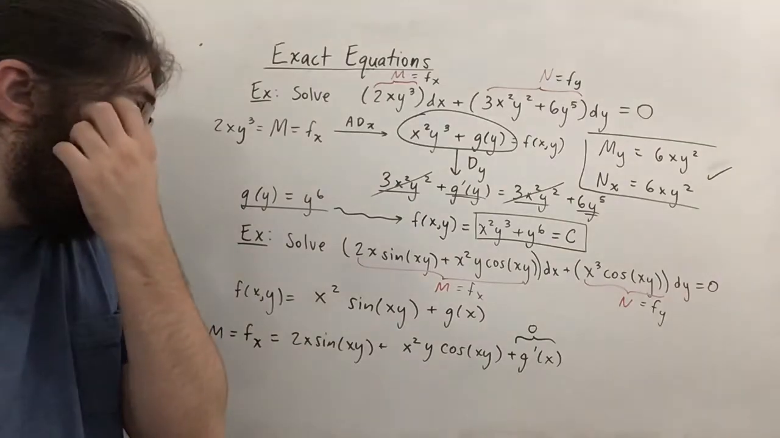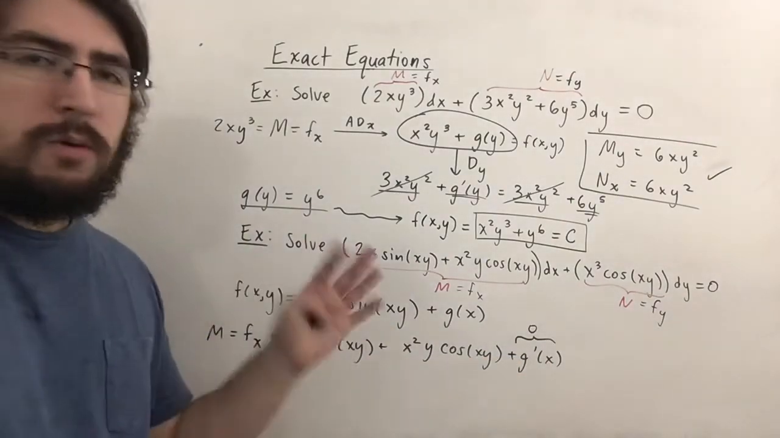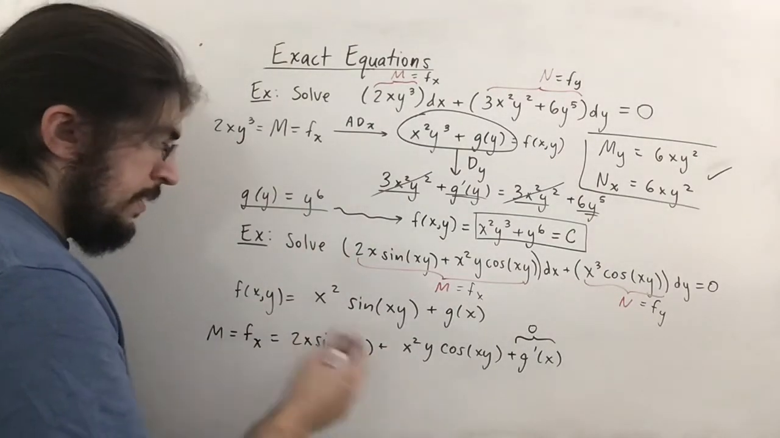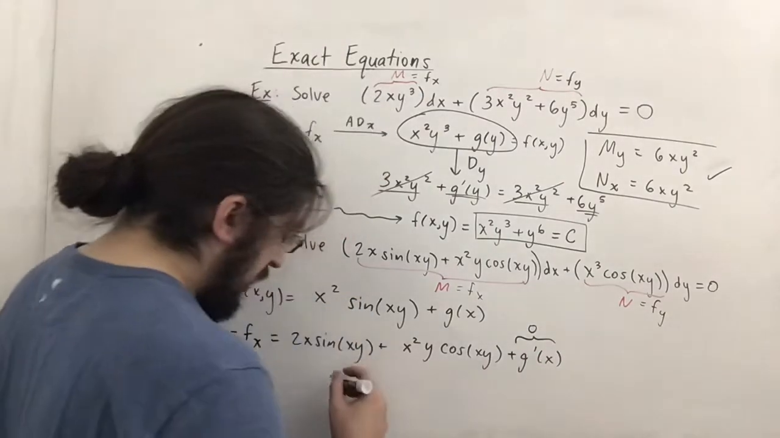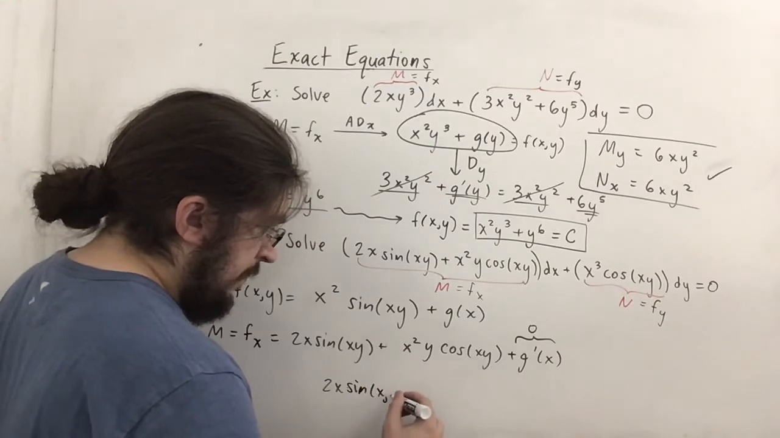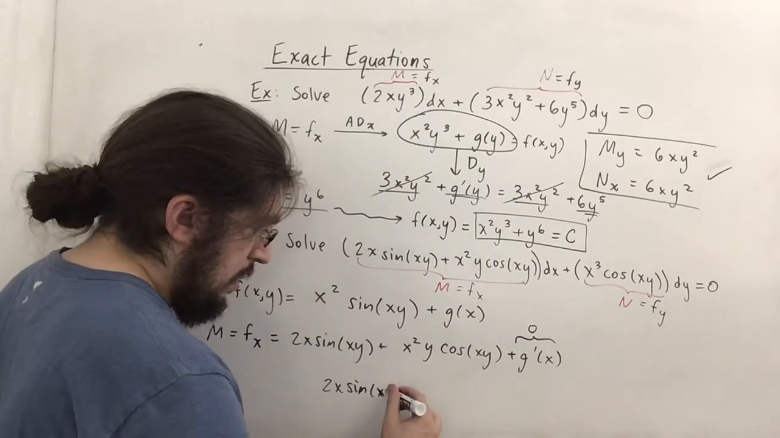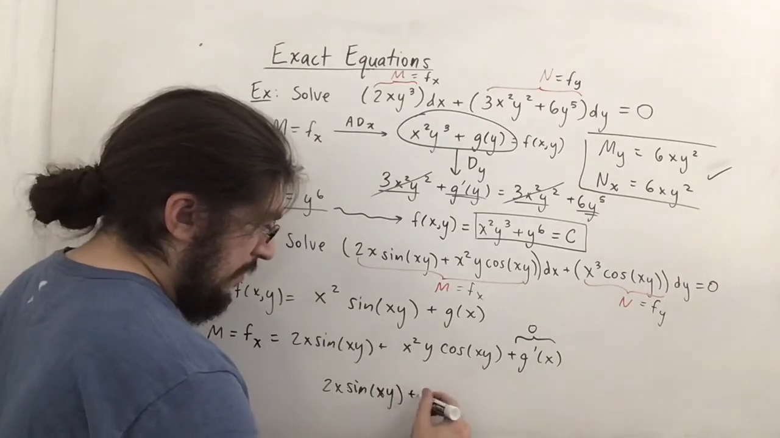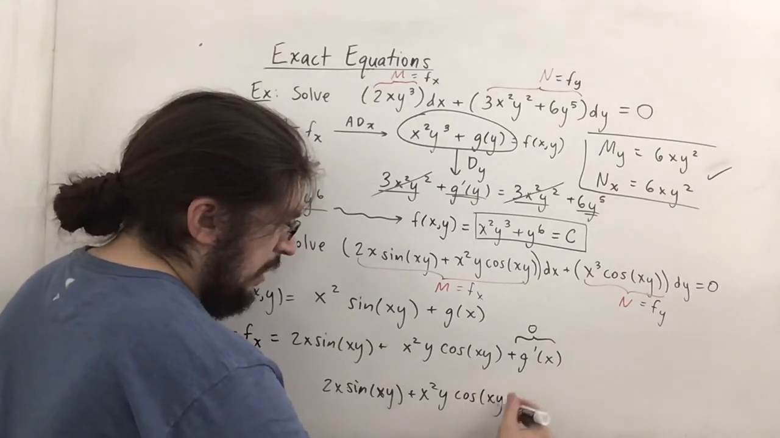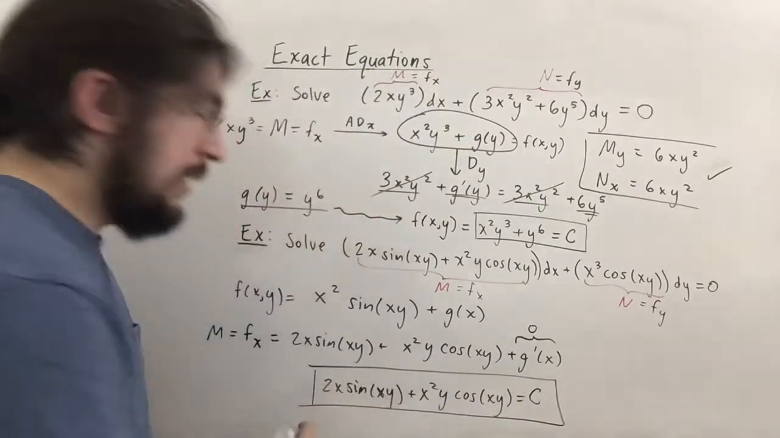So if g prime is equal to 0, antiderivative of 0 is just a constant, but again, we don't write the constants at that step. So in fact, this will be our solution then. So in fact, let me just say that this f of x comma y, 2x sine of x times y, not x comma y. There we go. Plus x squared y cosine of xy equals some constant c. That guy right there, that is our solution to this exact equation.